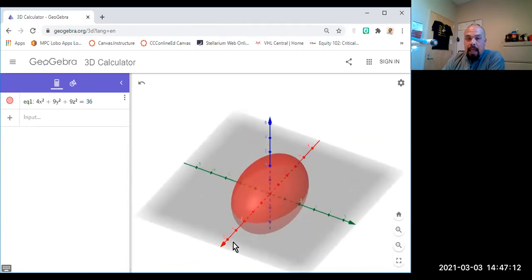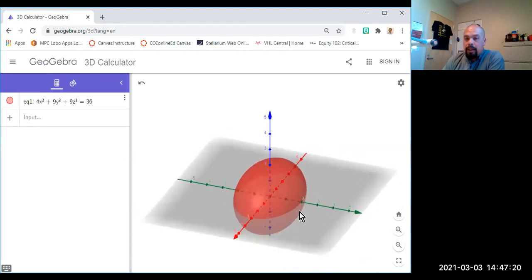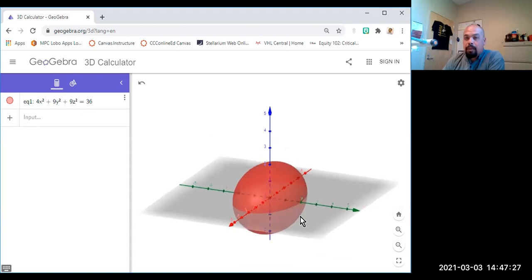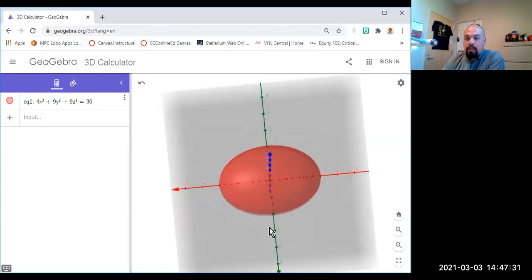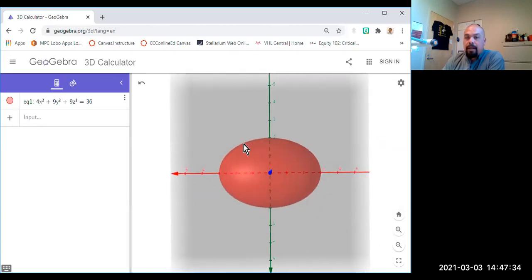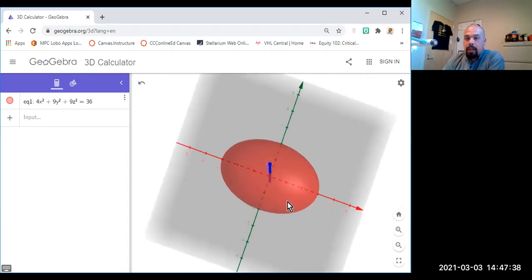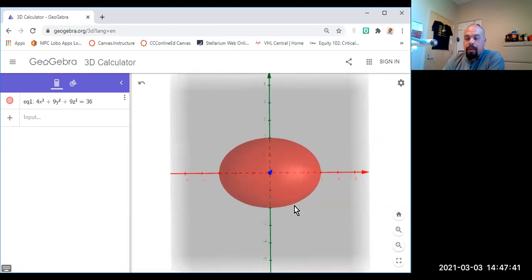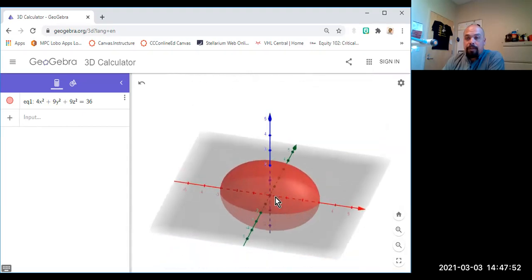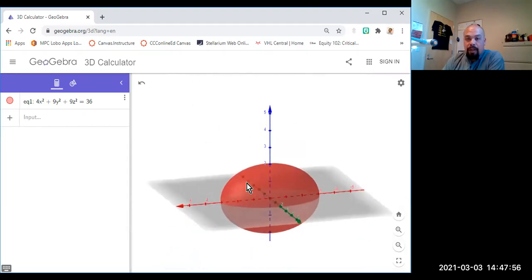In this case, the x-axis is the red axis, coming out toward us. The y-axis, the green, 2 units there, and the z-axis, the blue, 2 units. If I look straight down that z-axis, there's my positive x-axis and positive y-axis, 3 units. So this is where z equals 0, the overall outer body. When z equals 1, we get a smaller ellipse, and when z equals 2, it's just that point at the top.